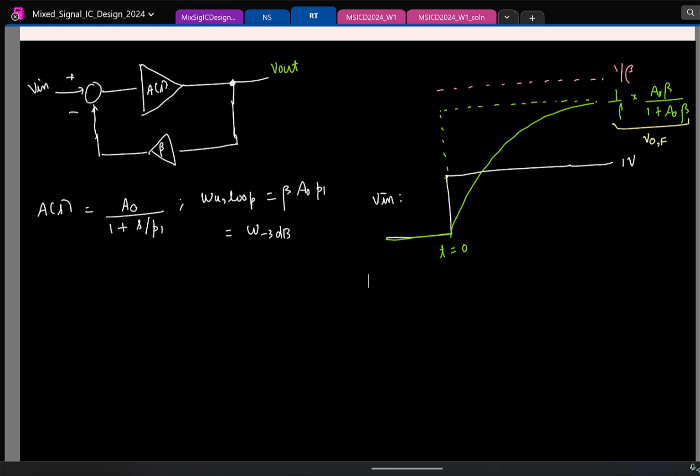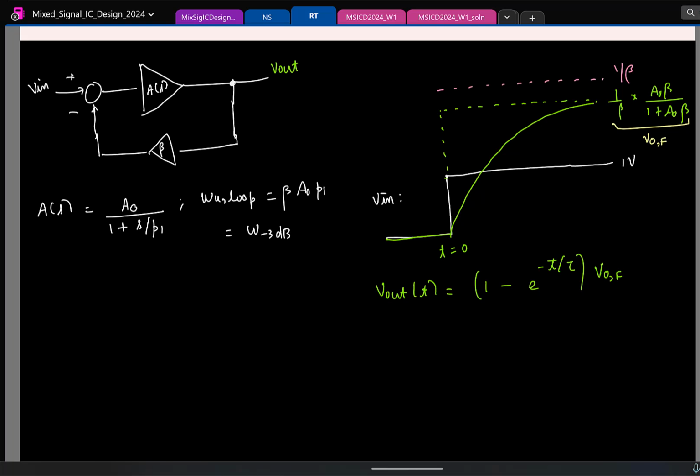How can you write V out of t? What is the initial voltage for V out here? 0. What is the final voltage? Let's say it's V naught F. Now tell me what is the exponential equation? 1 minus e to the power minus t by tau, into V naught. V naught, the final voltage, which I have denoted as V naught F. Is that fine?